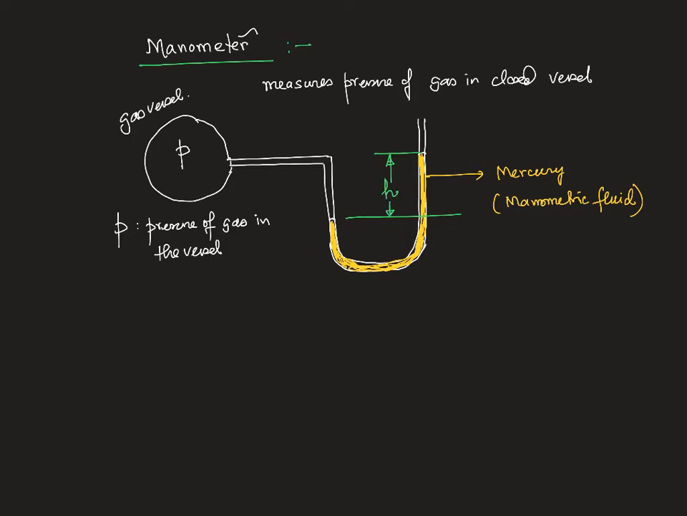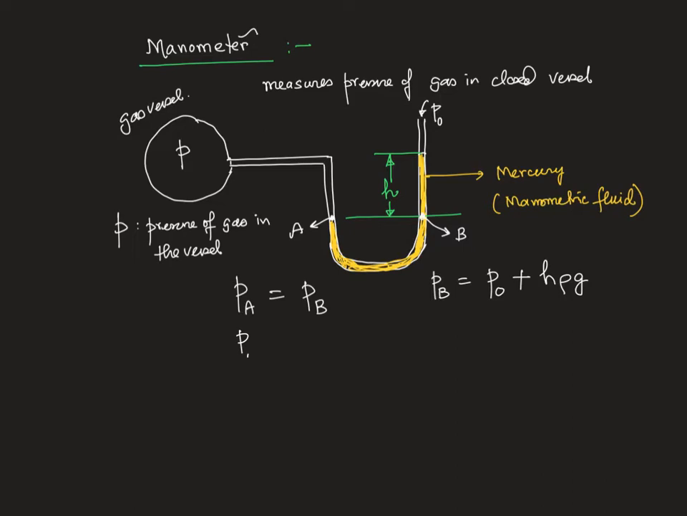So here, if you mark two points, say this is point A and point B. Obviously they are at the same horizontal level, so pressure at A is equal to pressure at B. Now, due to the open end, P0, atmospheric pressure, will act from the top of this right column of the U-tube. So PB is equal to P0, the absolute pressure, plus H rho G.